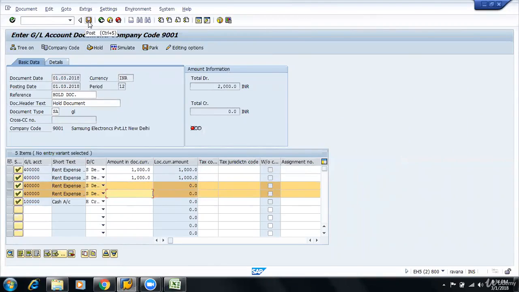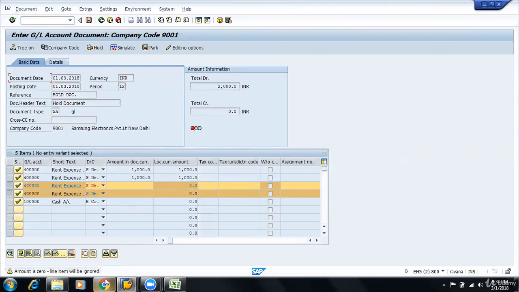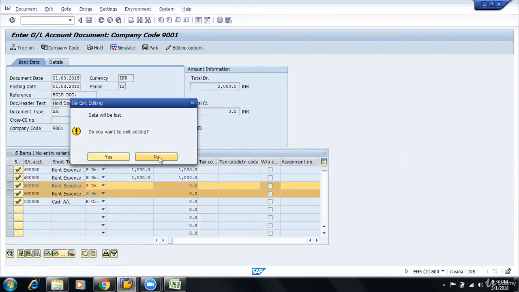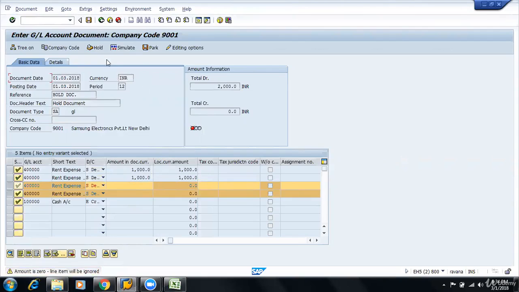Let's try. What does the system say? Amount is 0, line item will be ignored. Look, in this special case, the system will ignore this item because there is no amount here. Okay, I don't want to do that. So I cancel the save option and go for the hold option here.